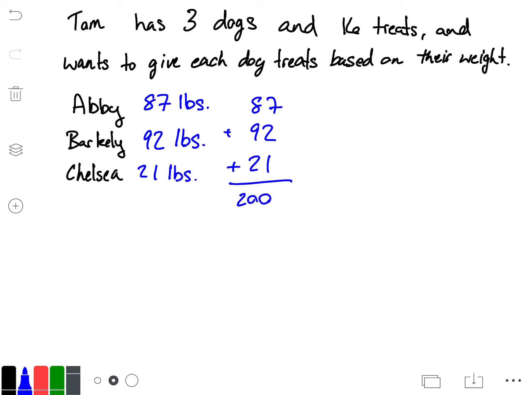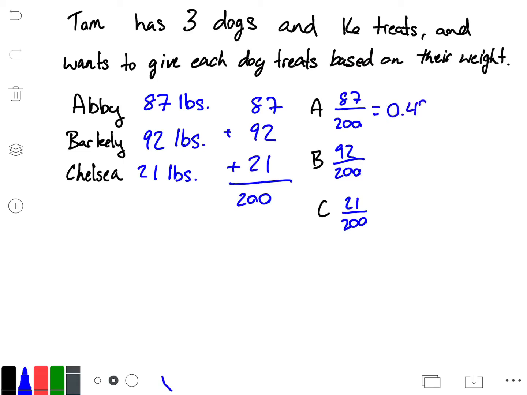From here, we're going to want to create our proportions. So all we're going to do is divide each dog's weight by the total weight. So for Abby, we're going to do 87 divided by 200. For Barkley, we'll divide 92 by 200. And for Chelsea, we'll be doing 21 divided by 200. So when we do each of these, we find Abby's proportion is going to be 0.435, Barkley will be 0.46, and Chelsea will be 0.105.